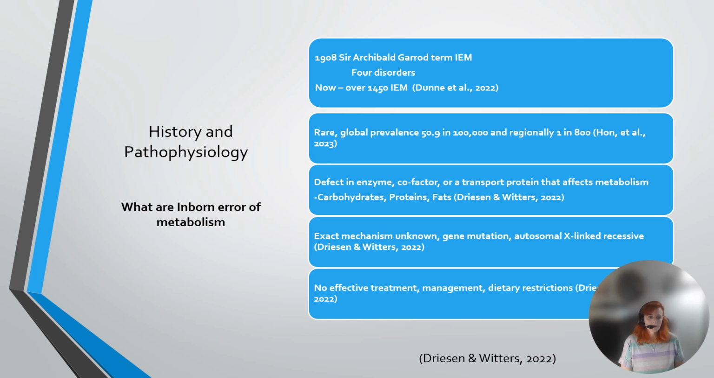All right. So one of the big things about these inborn errors of metabolism is that the mechanism is unknown. We don't know exactly what's happening. It is gene mutations. They're usually autosomal recessive, sometimes X-linked. There's no true treatment. You have managing it, dietary restrictions, and enzyme replacement. They have a few enzyme replacements that have been FDA approved, and that will allow these individuals, these newborns, with it.